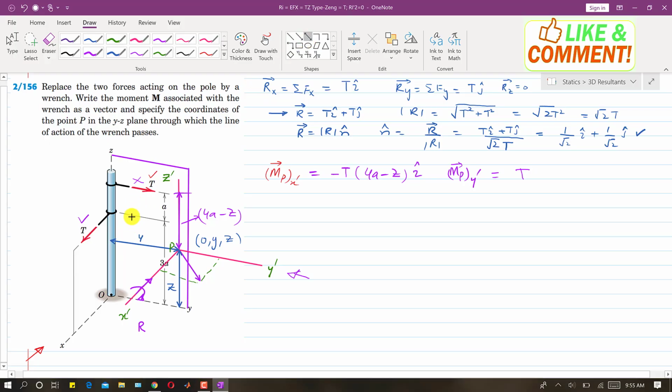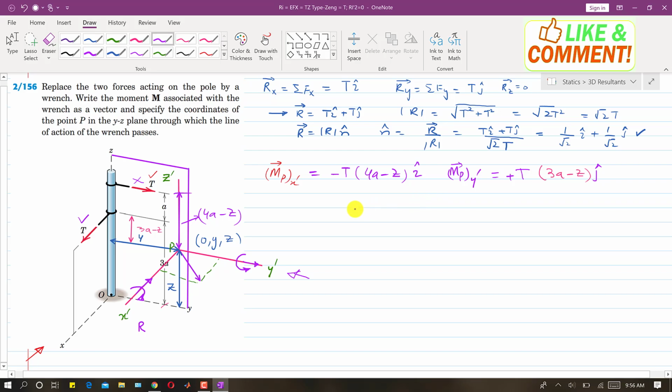If I write this much distance, from this point to this point the total distance is 3a, and this is z, right? So this distance will be 3a minus z, right? So this force has a perpendicular distance of 3a minus z from the y dash axis, right? So we can write this will be 3a minus z, right? And this t will produce the moment about y dash in this direction, and if we curl our right hand fingers, the thumb will point out in the positive y dash direction, right? So this will be positive j, right?